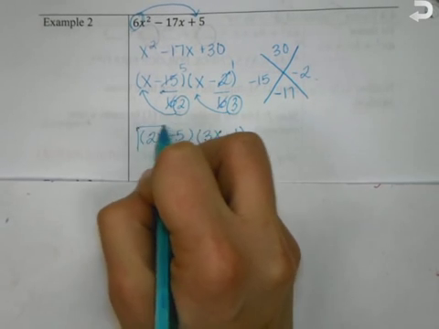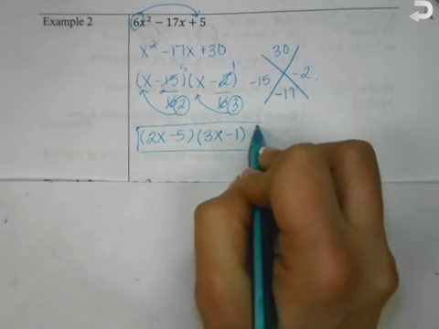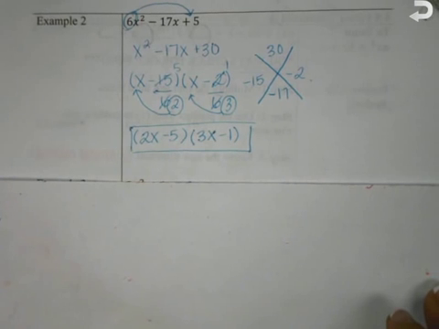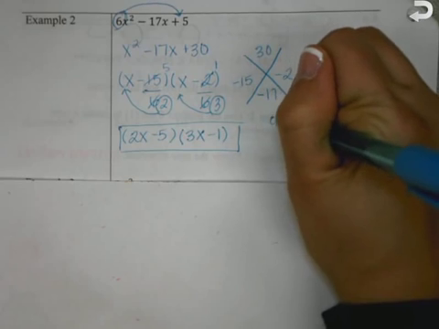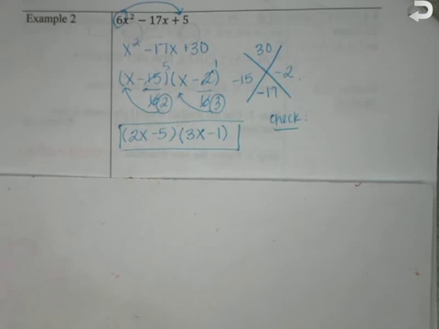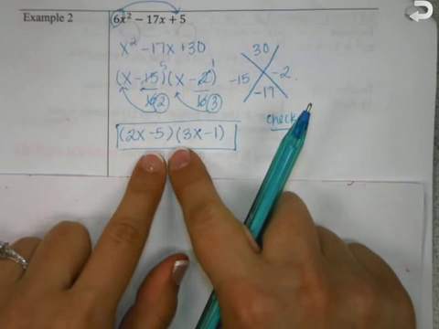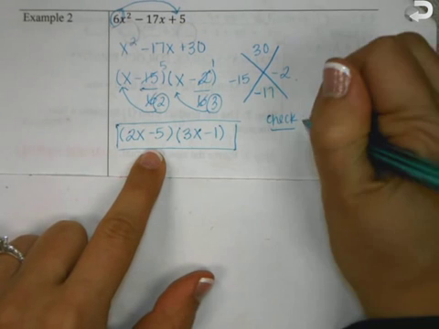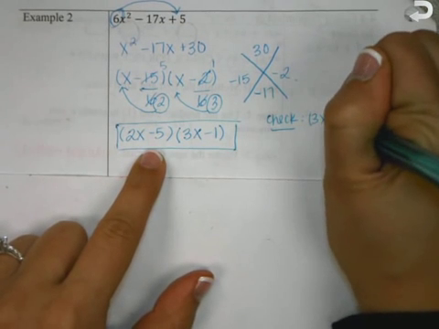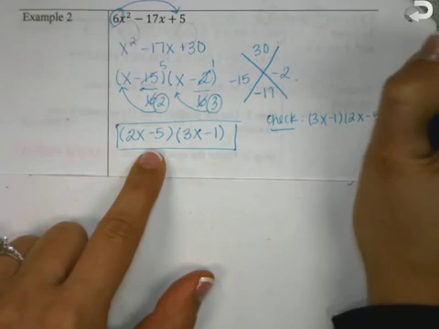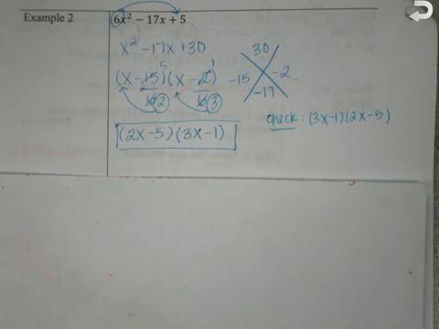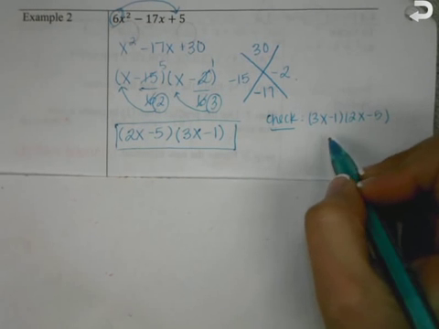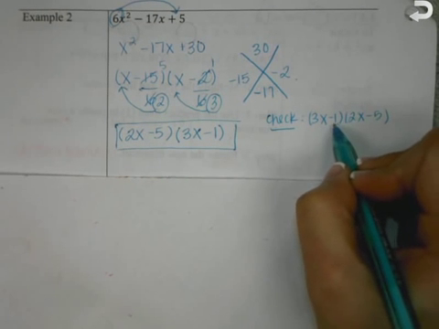How would I check that? FOIL or box. So let's check really quick. One question for you guys. Does everybody agree that this is the same as this? Yes. So the order that I write the parentheses does not matter. What does matter is what's inside the parentheses. So it has to be 3x minus 1, and it has to be 2x minus 5. But the order that you write those in can be flip-flopped.